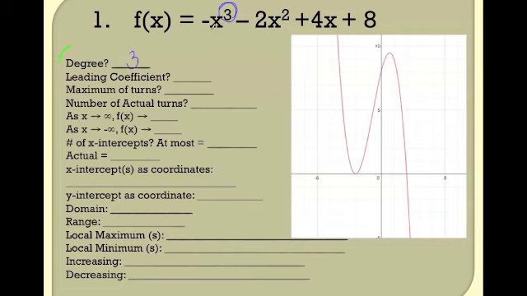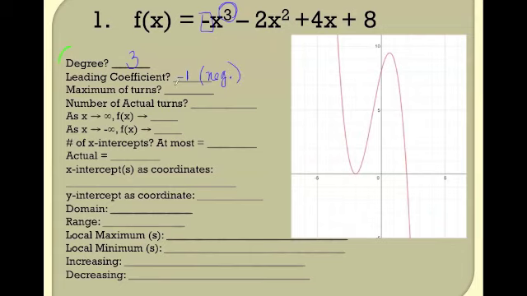The lead coefficient is the number part of the monomial that has the highest degree. And so we can see that that's -1. So the leading coefficient is -1. The main thing that you need to know here is that it is negative.